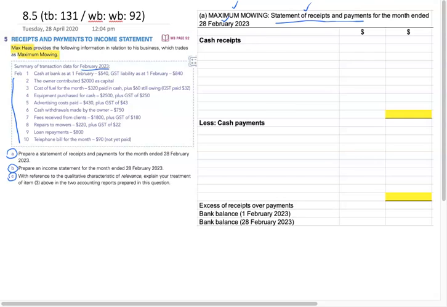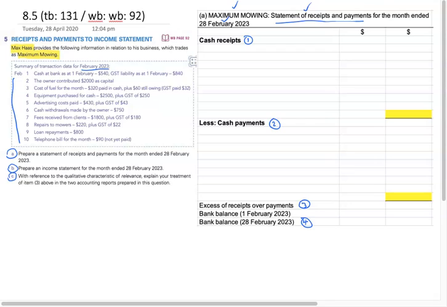What do we do when we're creating a statement of receipts and payments? We list all the cash receipts. We identify all the cash payments to work out, is there an excess of receipts over payments? Have we made more cash than paid over the period? And then we're going to think about what the impact is on our bank account, because we probably had some money in that bank account before this period.